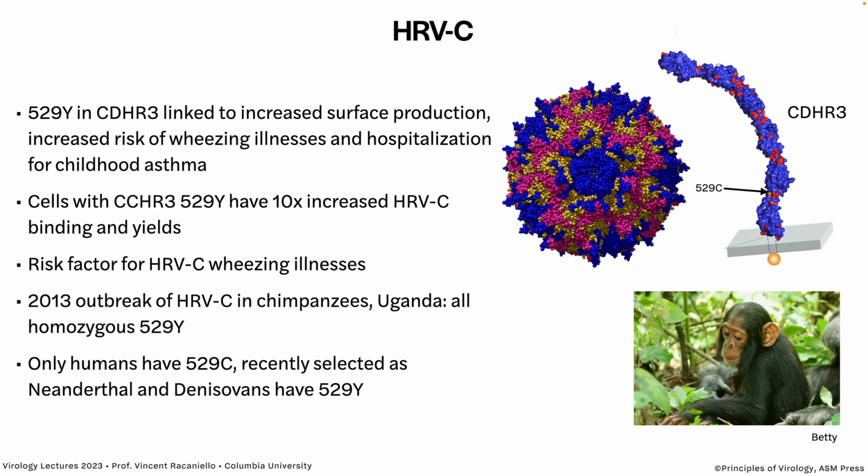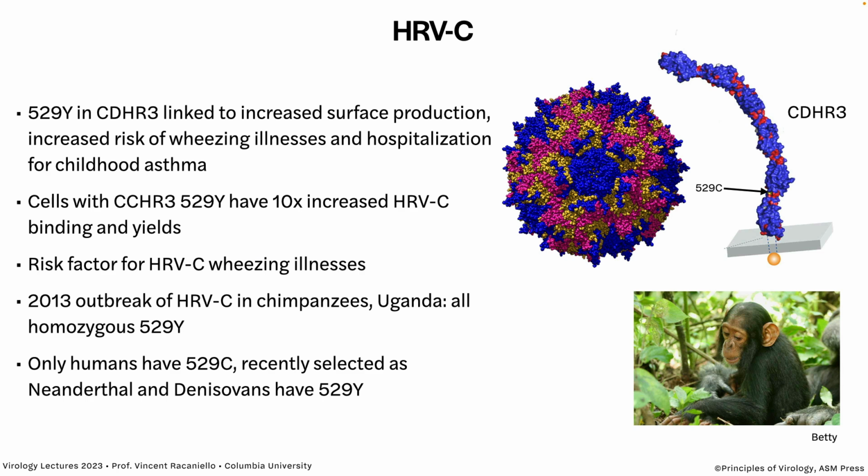So the story I want to tell you is that there is a single amino acid change in CDHR3, a change to tyrosine, which causes increased surface production of the receptor. The other allele that's present there is cysteine. You have lower cell surface receptor. So CDHR3 529Y is a risk factor for kids who have wheezing illnesses. It's a risk factor for hospitalization for childhood asthma.